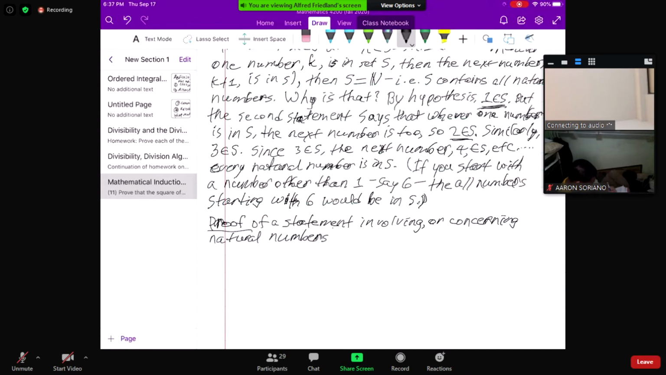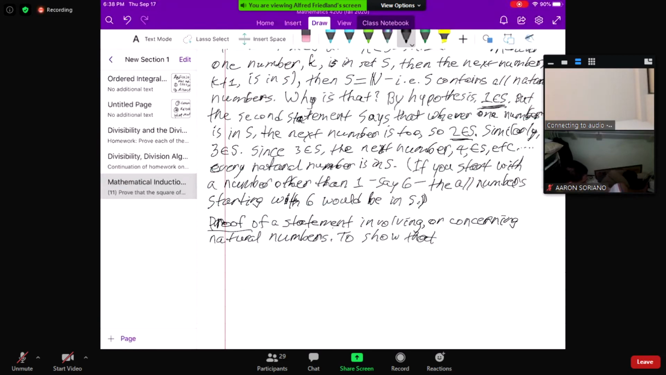So this is going to be a method of proof of a statement about natural numbers. And by the way, the statement, as usual in mathematics, can be given in terms of symbols. It doesn't have to be in terms of words, but if it involves a natural number n, whether you say it in words or in mathematical symbols or a formula or an equation, it's still a statement involving natural numbers.